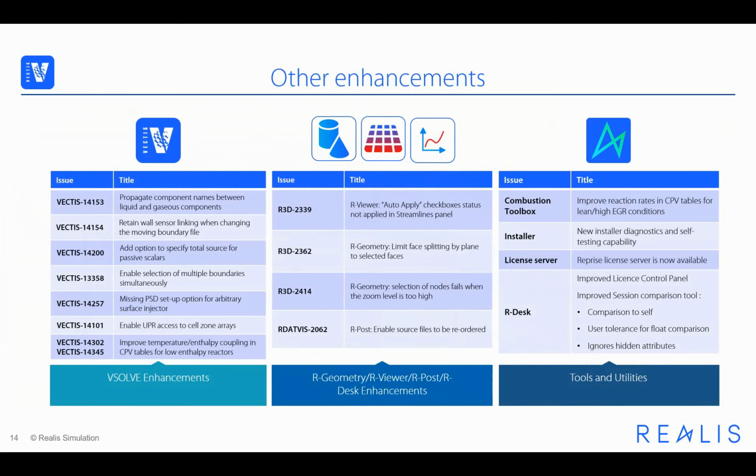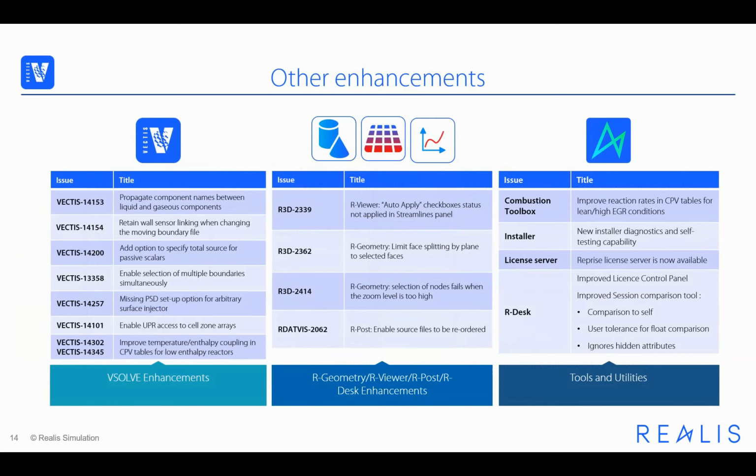Apart from these headline features, there is also a large number of smaller, but not less important improvements and corrections introduced to the Vectis toolchain in this release. The liquid component names are now synchronized in the various models requiring linking of liquid and gaseous components, so spray and wall film in particular, to simplify the setup of complex multi-component evaporation.